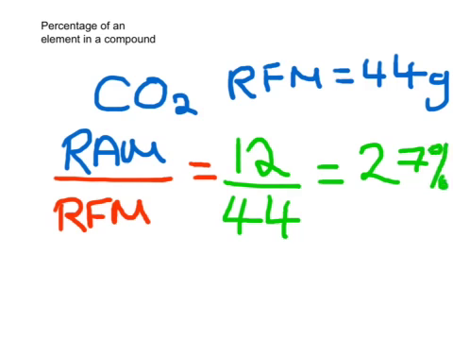and that would give you a value of 27%. Now I've missed out a step there because I'm presuming you know it. To turn a fraction into a percentage you've got to times it by 100. Okay, and that gives you 27%.